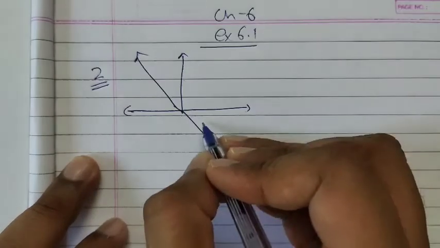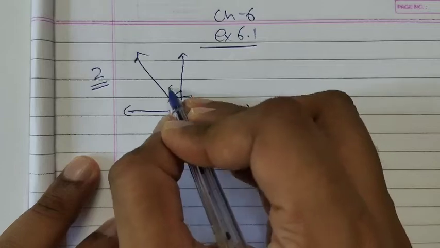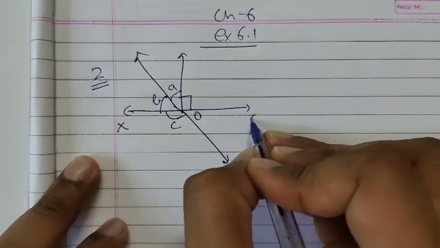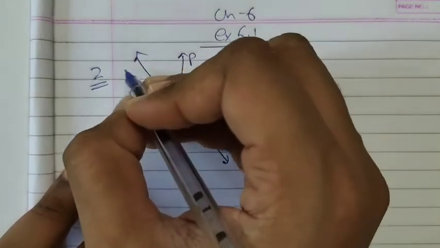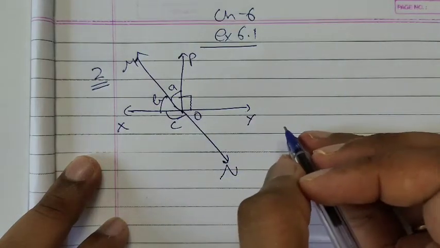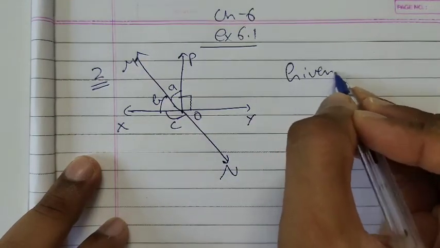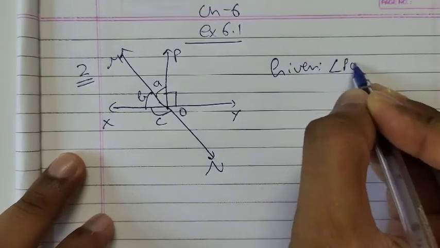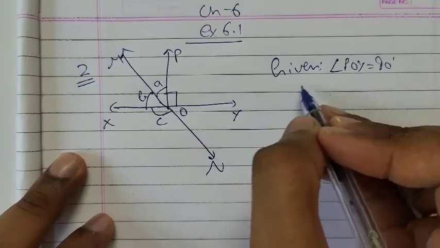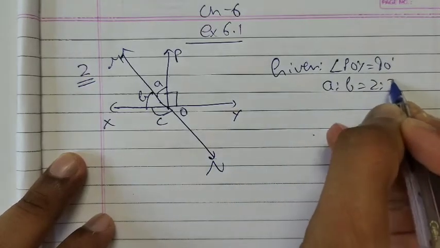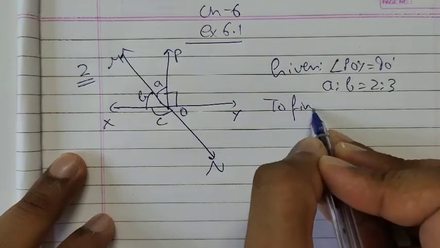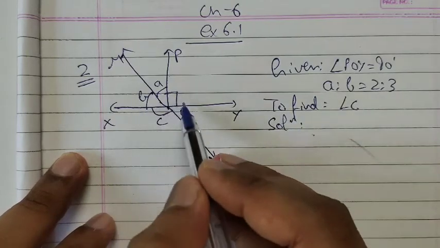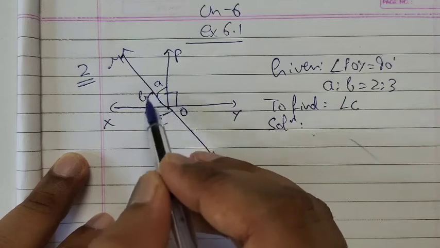O, A, B, C, X, Y, P, M and N. Here it is given that angle POY is equal to 90 degrees and A ratio B is equal to 2 ratio 3, to find angle C. So solution: now we all know the sum of the angles on this line will be 180.